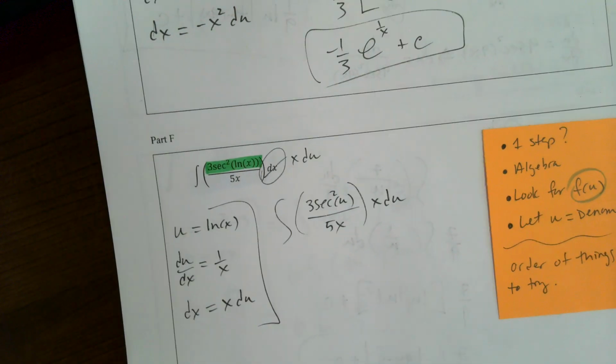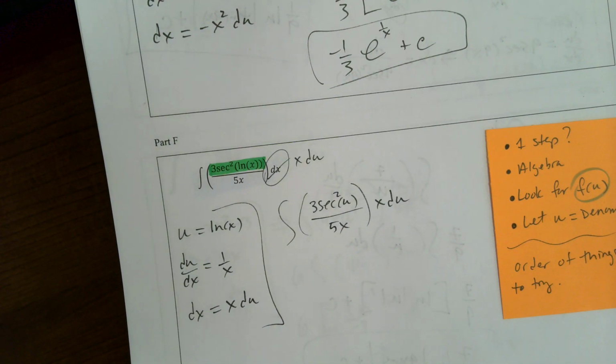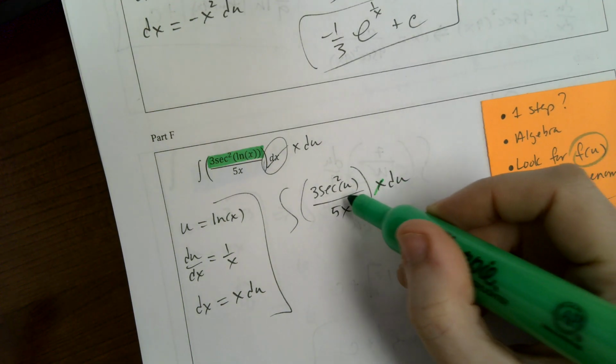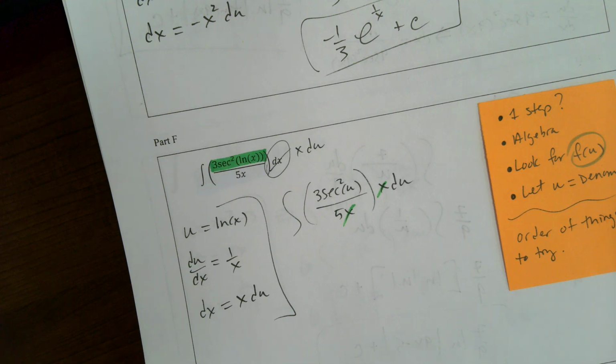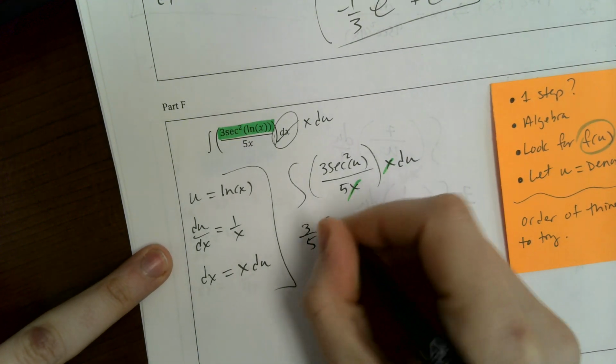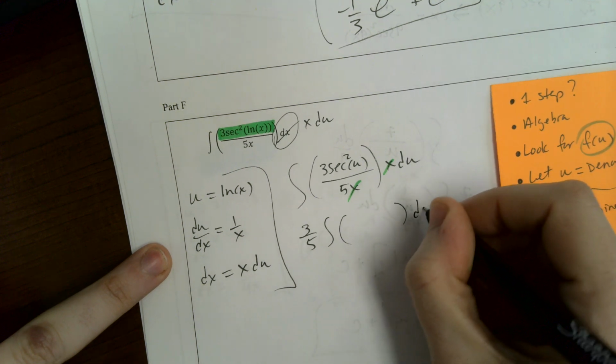Okay. And guys, you know that you chose the right u if all of the x's cancel and you are left with a one-step antiderivative. Okay, so those are canceling. I will pull out a 3/5.